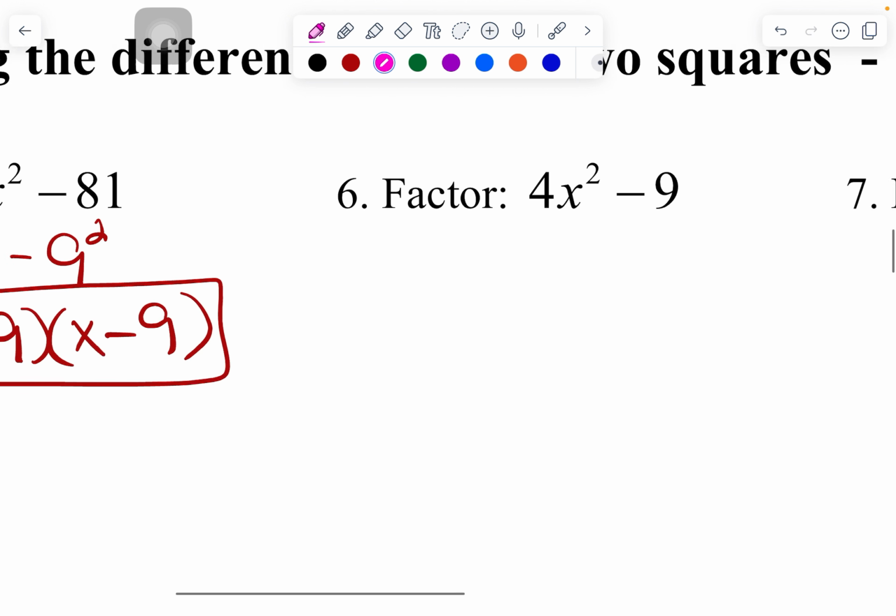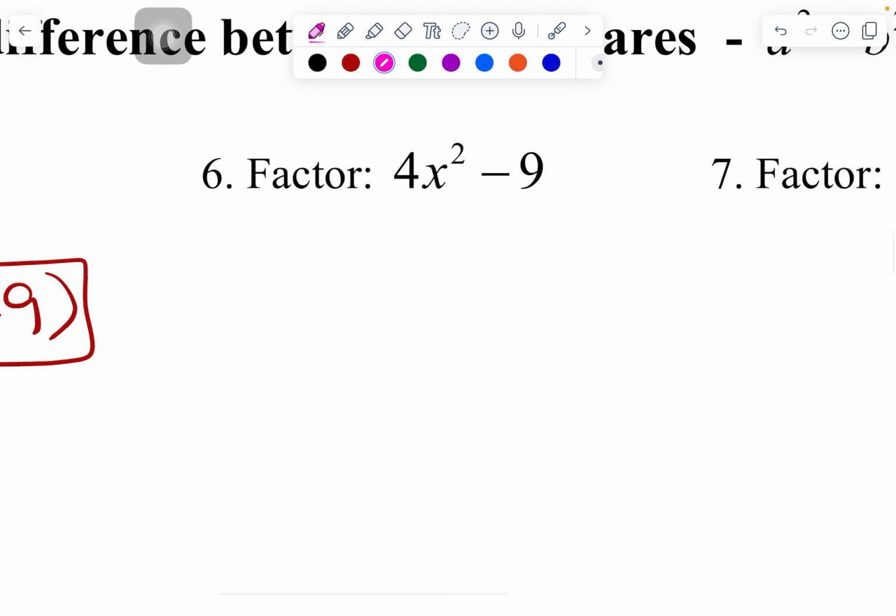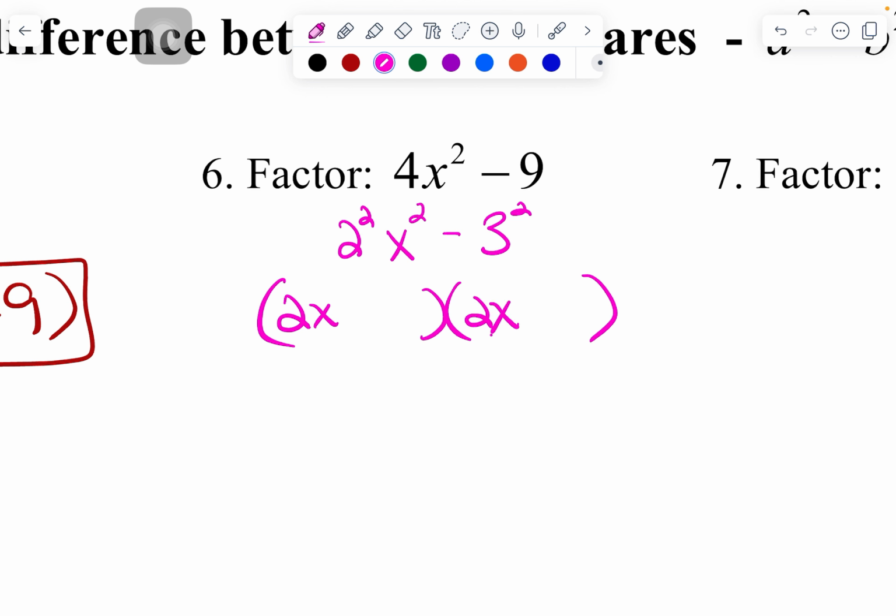All right. Moving over to number 6 here, it says to factor. I cannot take out the 4 as a GCF, but I can break it and rewrite this as 2 squared, x squared, and then 9 would be 3 squared. So for my factors, I would pull a 2 and an x, a 2 and an x, a 3 and a 3, and make one negative, make one positive.